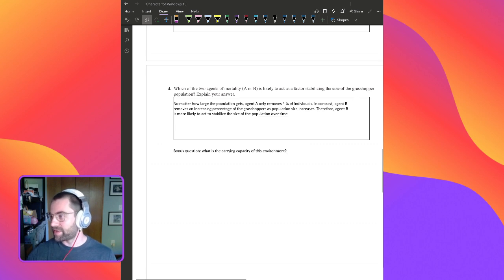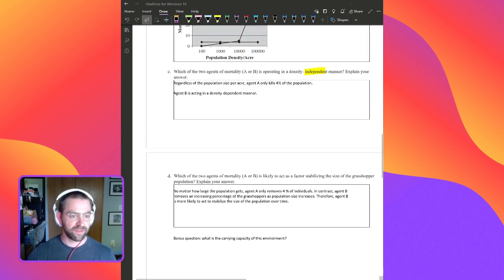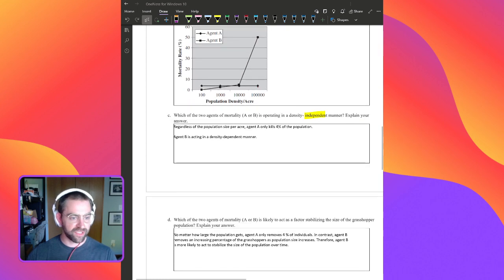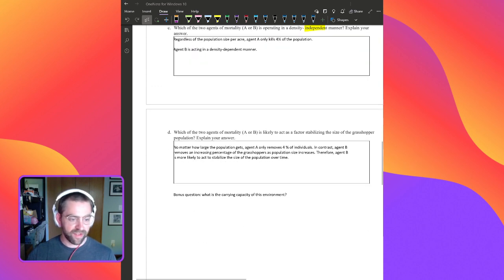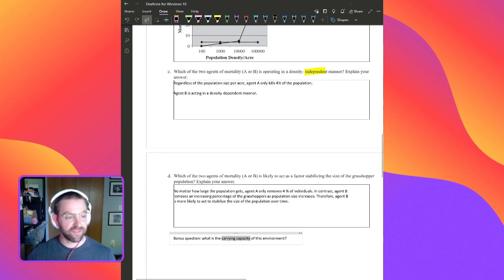I've thought of a bonus question, which maybe will be part of the next population ecology chapter, because it looks like we have another one. Community ecology, yep. What is the carrying capacity of this environment, or this population of grasshoppers?